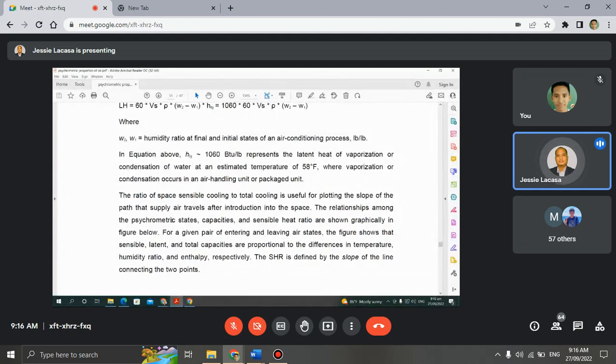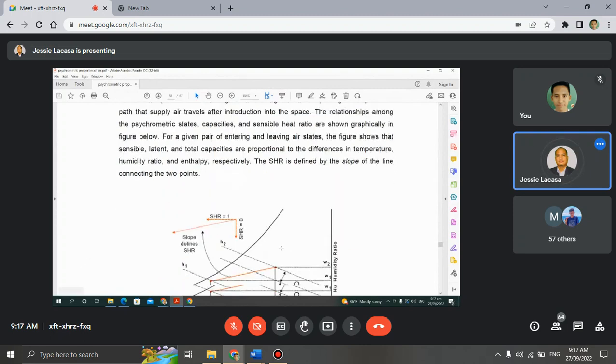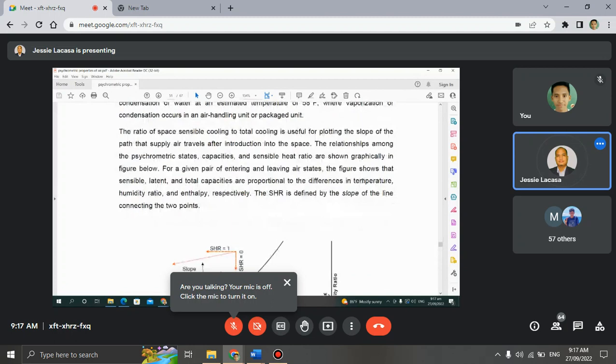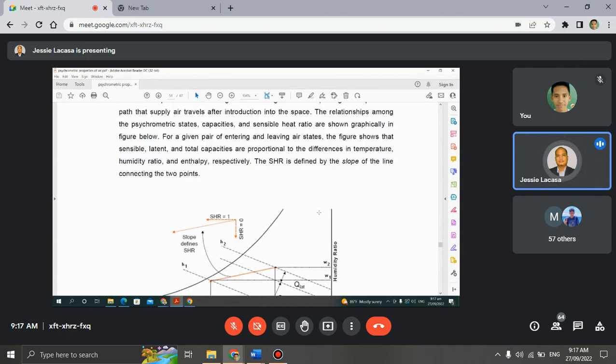So the relationships among the psychrometric states, capacities, and sensible heat ratio are shown graphically in the figure below. For a given pair of entering and leaving air states, the figure shows that sensible, latent, and total capacities are proportional to the differences in temperature, humidity ratio, and enthalpy respectively. The SHR is defined by the slope of the line connecting the 2 points.